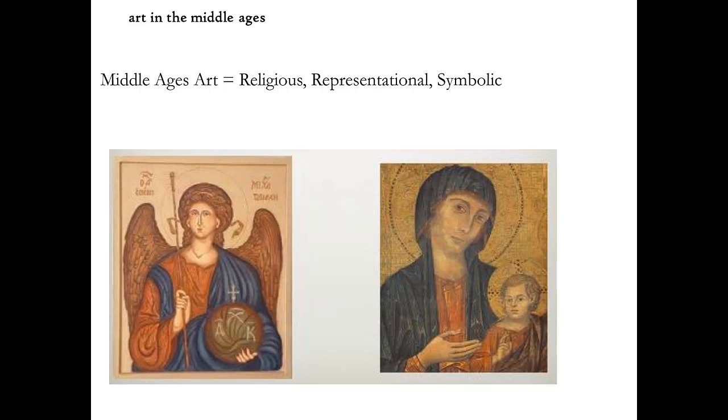There's politics as well. Kings and nobility always want to show themselves off, but the major themes are religious ones. But remember, things stand in for other things. Things represent other things. They symbolize, they are allegories for other things.